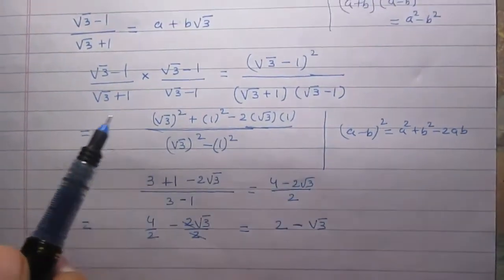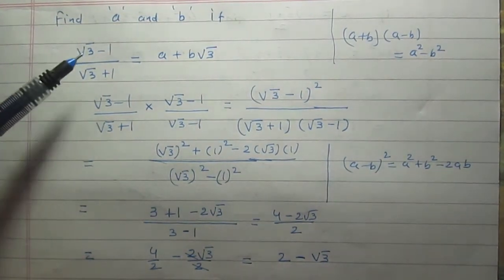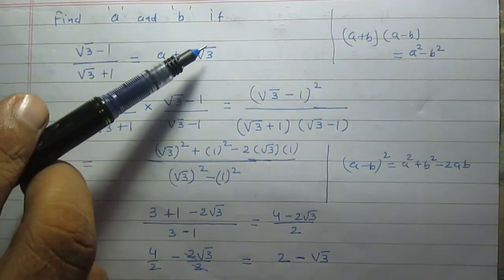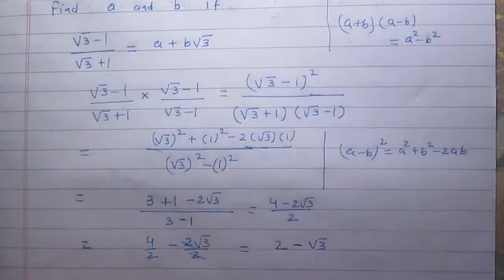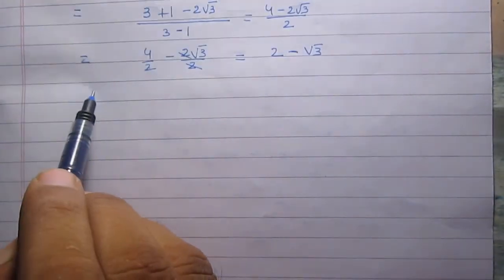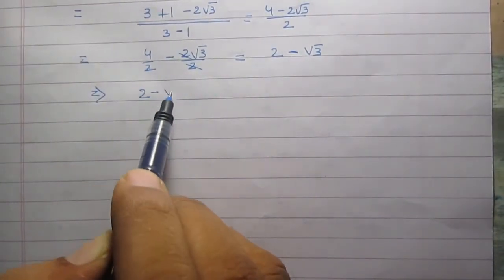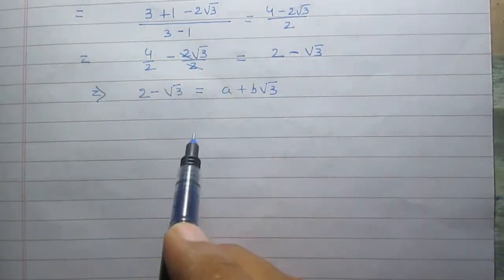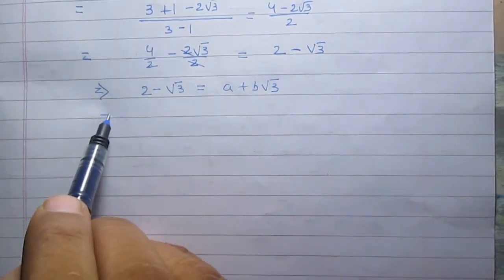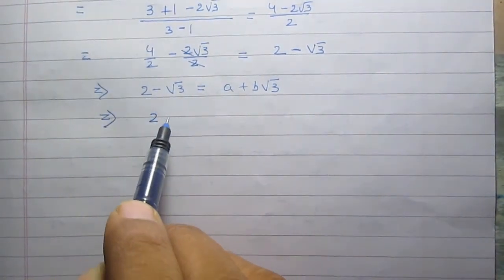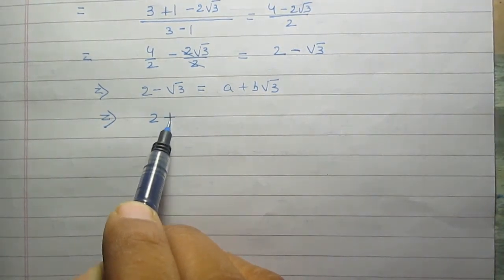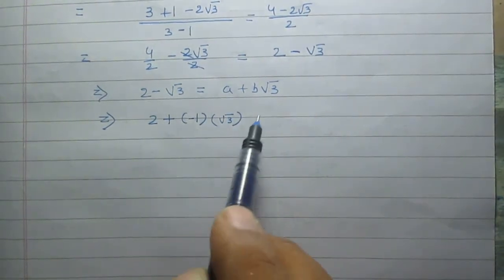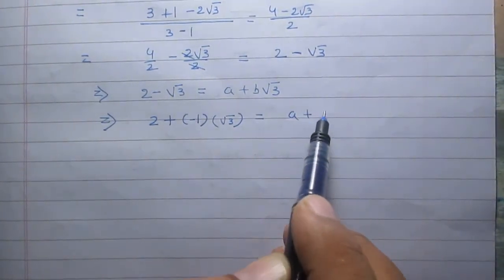Now we are given that this considered term, square root 3 minus 1 upon square root 3 plus 1, is equal to a plus b square root 3. So we can compare. We can say that 2 minus square root 3 must be equal to a plus b square root 3. We can modify 2 minus root 3 as 2 plus minus 1 multiplying with square root 3. Now we can better compare these two terms.